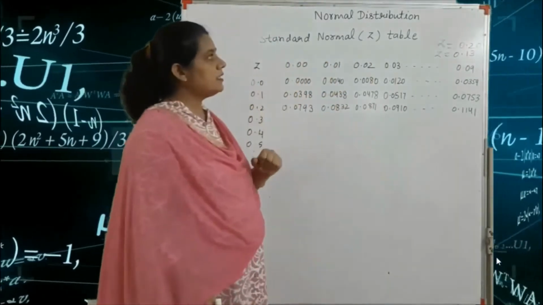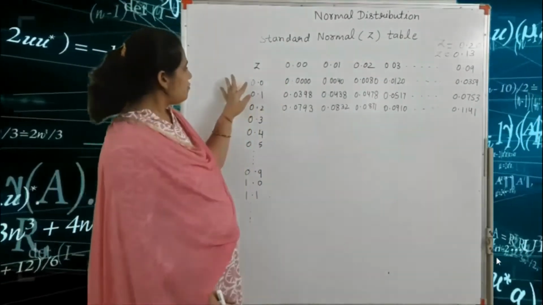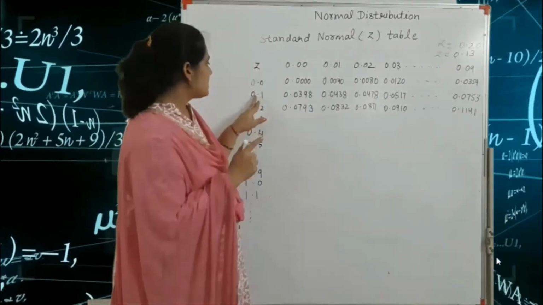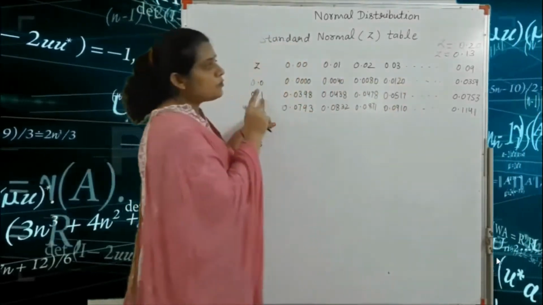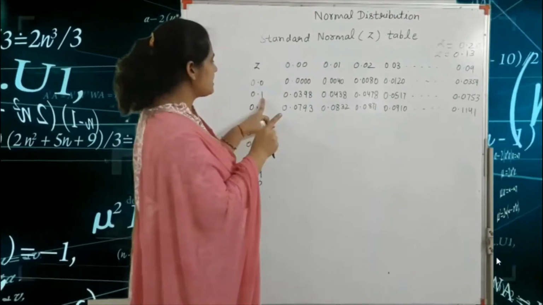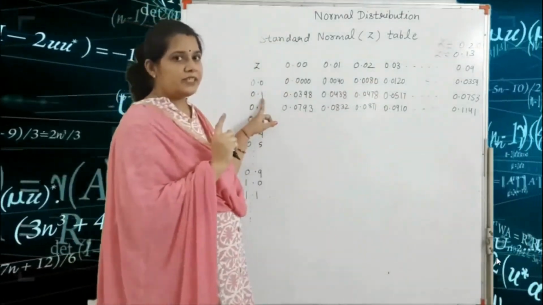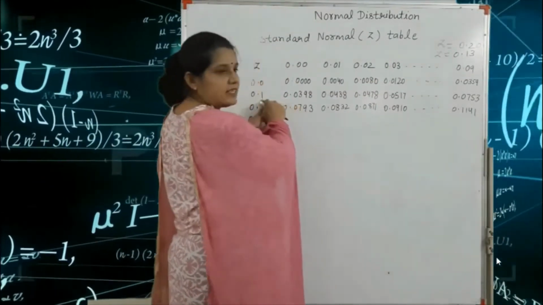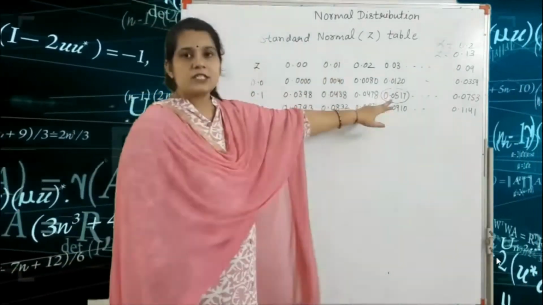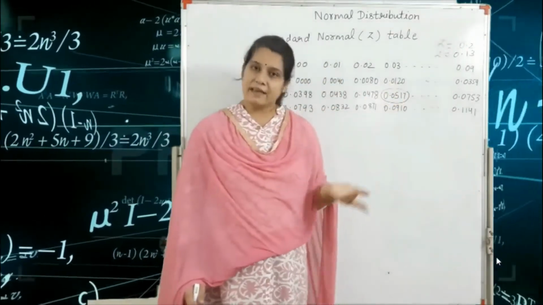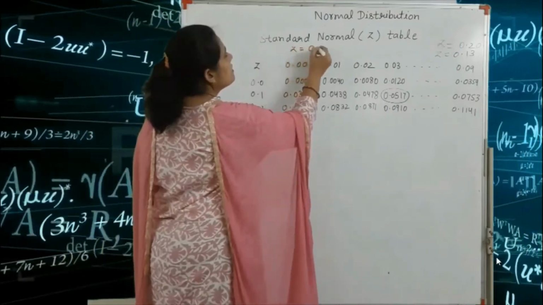For example, we find the value of z is equal to 0.13. In the first decimal place, that is 1, so we write the first decimal place, 0.1. The second decimal place, you check these values: 0.03. That means 0.1 plus 0.03, that means 0.13. You check the row 0.1 and column 0.03, and the value of 0.13 is equal to 0.0517.